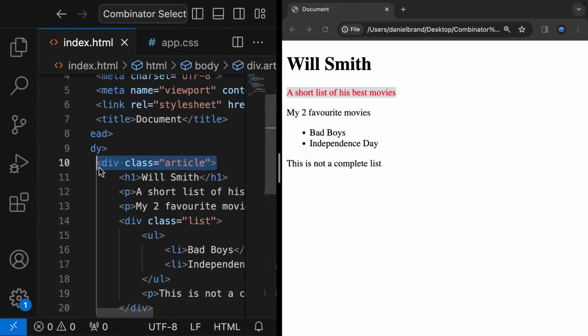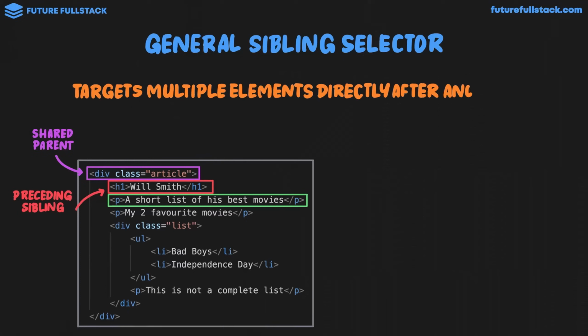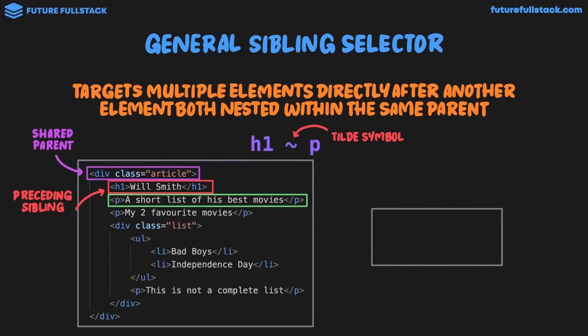The last combinator selector we're going to look at is the general sibling selector. This targets multiple elements directly after another element, both nested within the same parent. And the syntax looks like this, where we have two selectors separated by a tilde symbol. So let's have a look at this inside CSS. I'm going to define this rule here. The h1 is again considered the preceding sibling, and the paragraph is now referred to as subsequent siblings. The general sibling selector is pretty similar to the adjacent sibling selector.